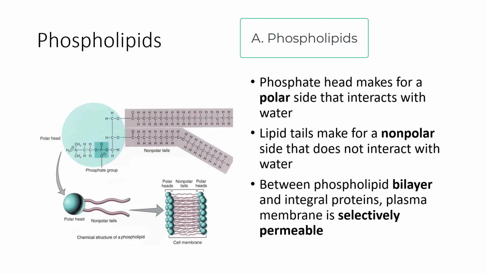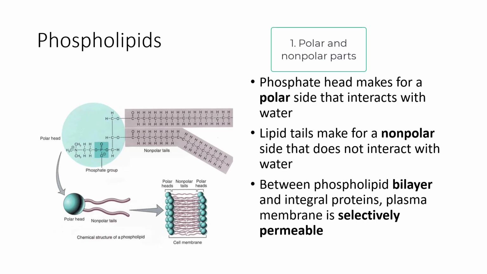Phospholipids are what make up this lipid bilayer. As in a previous lecture, we mentioned that lipids are nonpolar, and these carbon and hydrogen containing molecules are nonpolar fats. So these fatty acids make for a nonpolar side that does not interact well with water. But the phosphate group that is attached to the glycerol on the head of these makes for a polar side that interacts well with water.